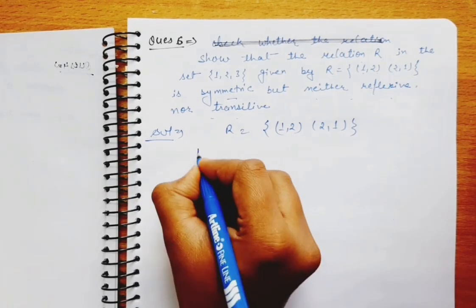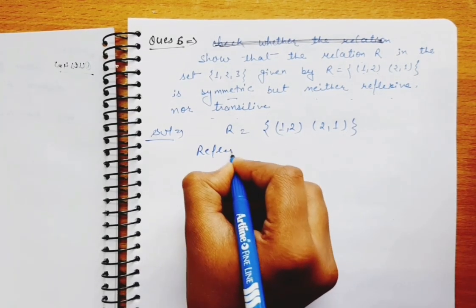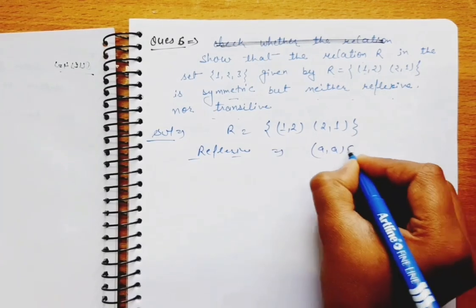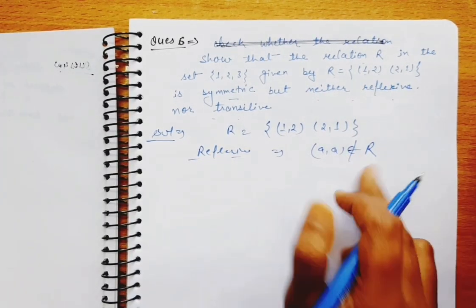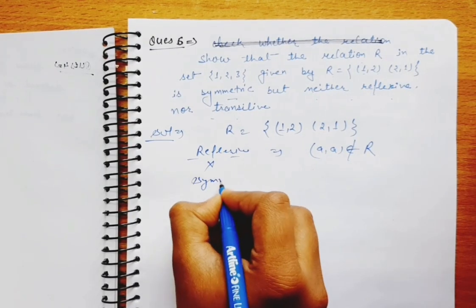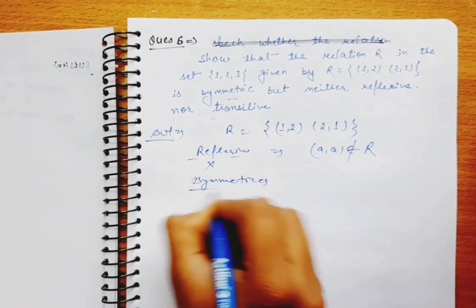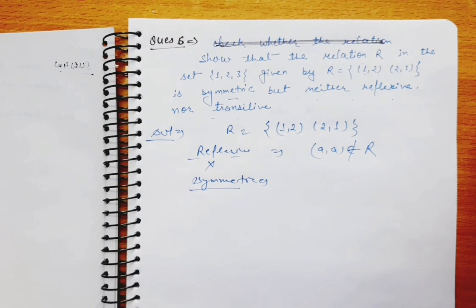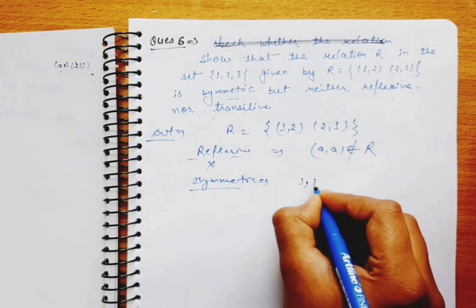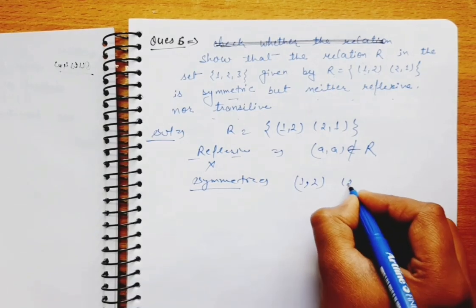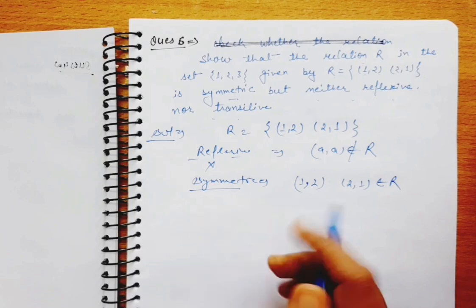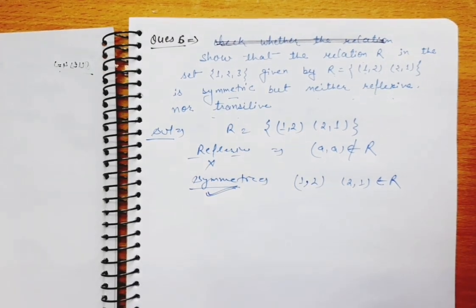It is so simple to check. Reflexive relation, if we check, no reflexive element is there, no (A, A) belonging to R. So we will say that it is not a reflexive relation. For symmetric relation, we check that 1 comma 2 is the only element and the reverse element of that also, both belong to R. So yes, we will say that it is a symmetric relation.